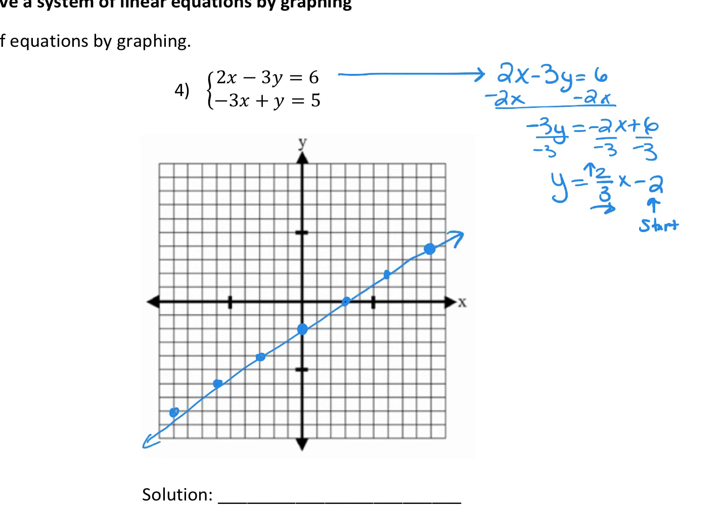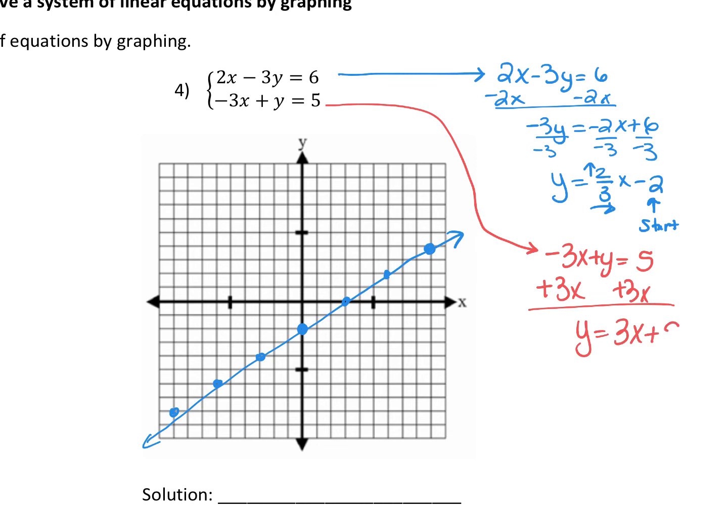All right, now I'm going to do the same thing, but with the second equation. So I have negative 3x plus y equals 5. So negative 3x means I would add 3x, so y is going to equal 3x plus 5. So I'm going to start at 5 on the y. My slope is 3 over 1, so I'm going to go up 3, right 1. And that's about all I can fit, so then I'm going to go down 3, left 1.